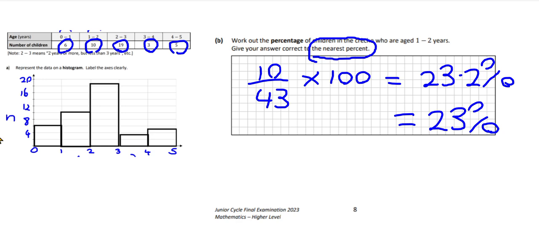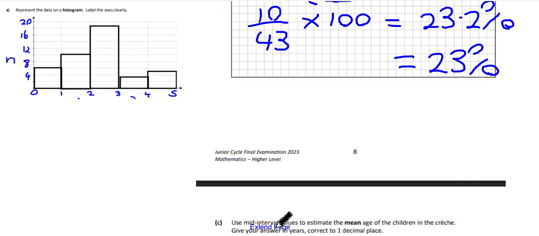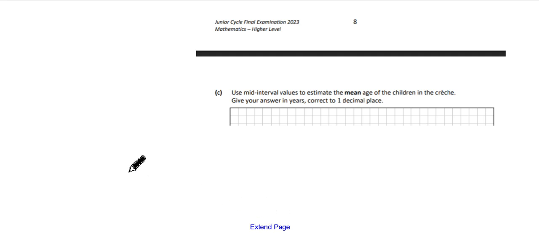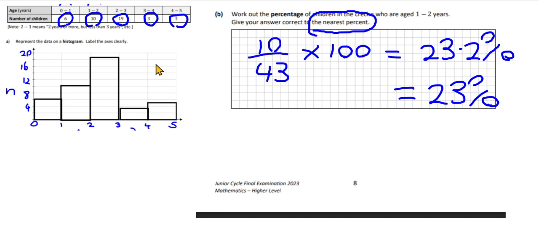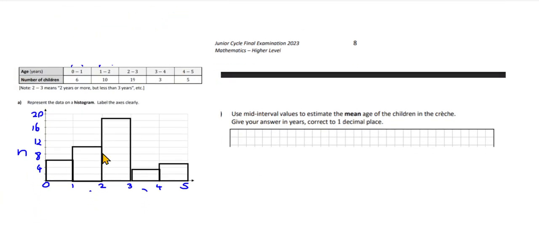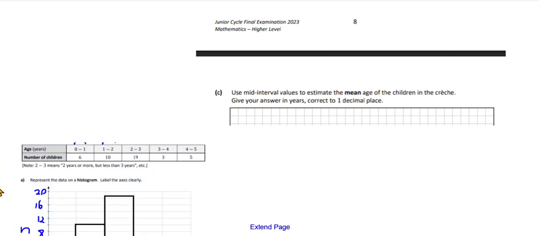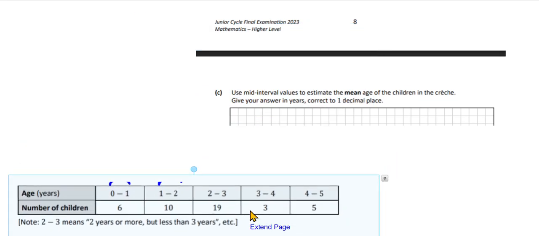All right. Let's drive on. Using mid-interval values, estimate the mean of the age of the creche. Give your answer in years. This comes up every year. There's one question I was going to say is going to come up. It's the mid-interval value. They love it. It's like their favorite question. So here's our data. Okay.